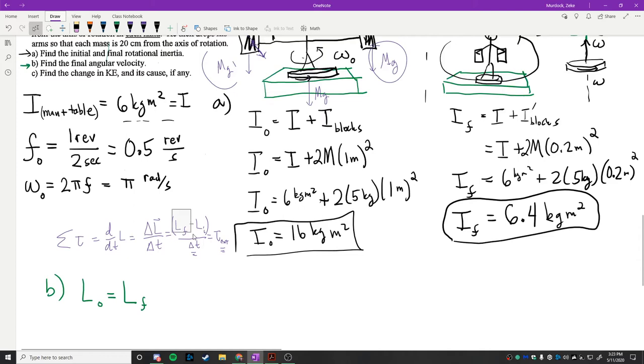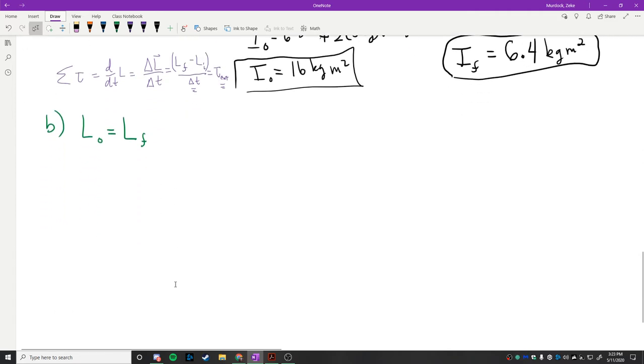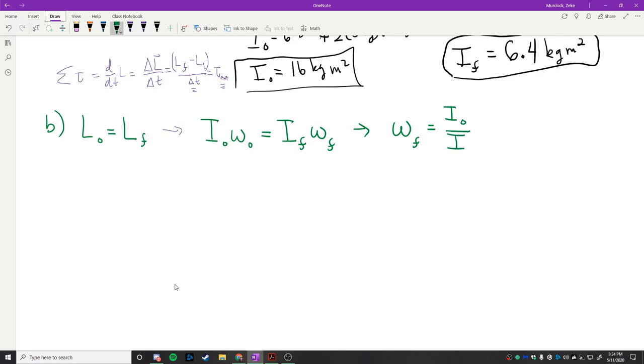You get an expression like this, basically. The torque is going to have the effect of changing the momentum, instead of the momenta being equal to each other. And when this is zero, then these are equal to each other. So we want to say initial angular momentum is equal to final angular momentum. That equation can be turned into this. It's basically the initial moment of inertia multiplied by the initial angular speed equal to the final moment of inertia multiplied by the final angular speed. That just becomes omega final is equal to I initial divided by I final multiplied by omega initial.